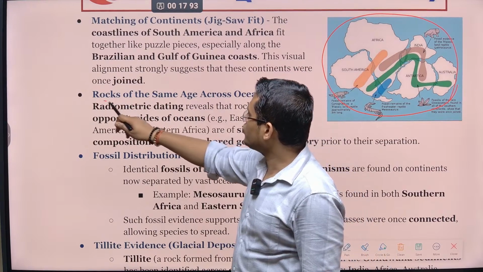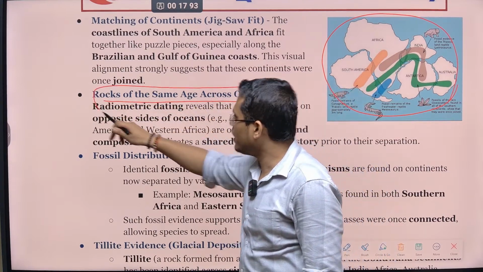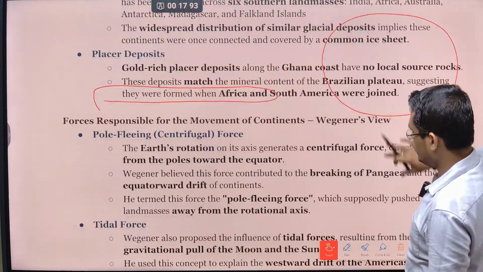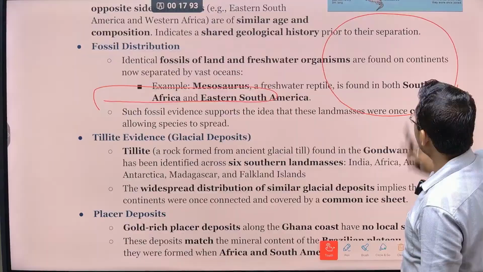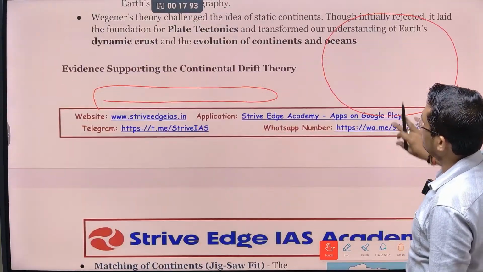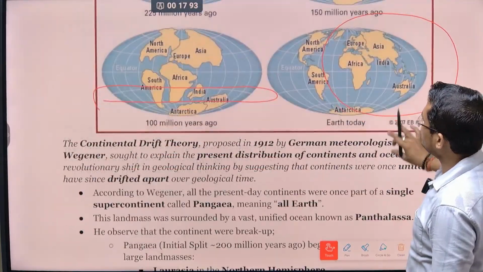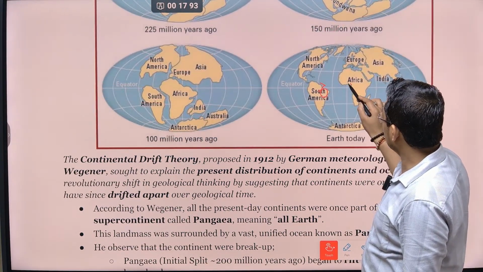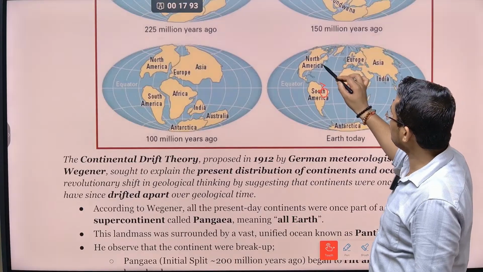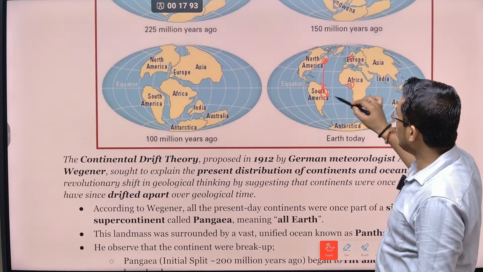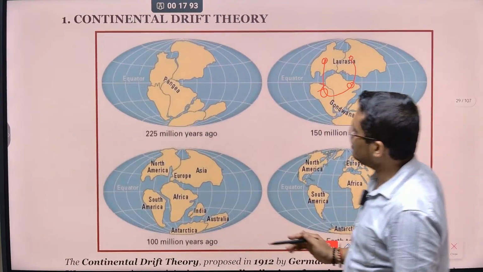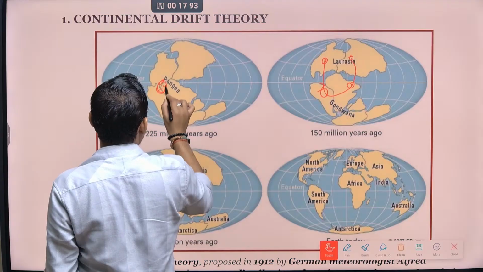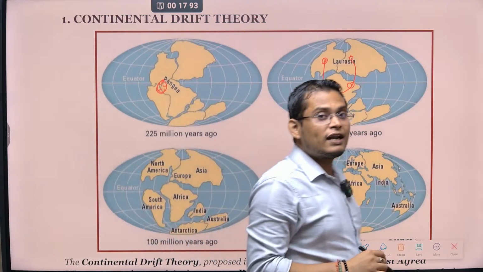So the next one is rocks of the same age across the ocean. Look, just a second, I am showing you. Yes. So the geologists have taken the age of rocks from here, from here, and from here, when they were all part of a single continent. For example, when they are together, they have taken rock samples from this location, somewhere from here, here and here, and they have found that each of these rocks is exactly the same age.